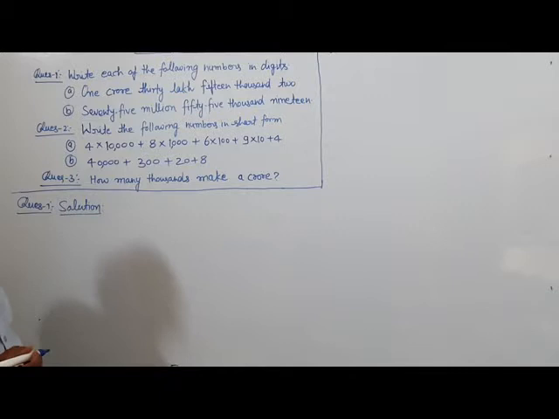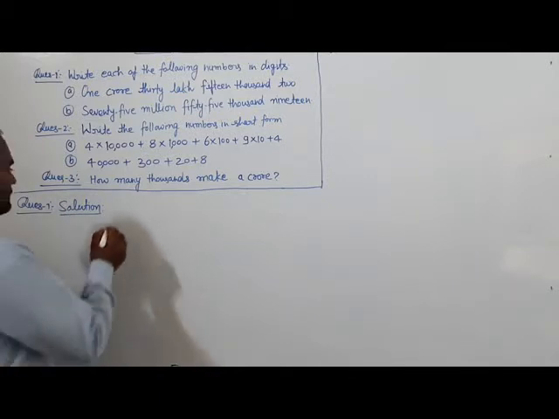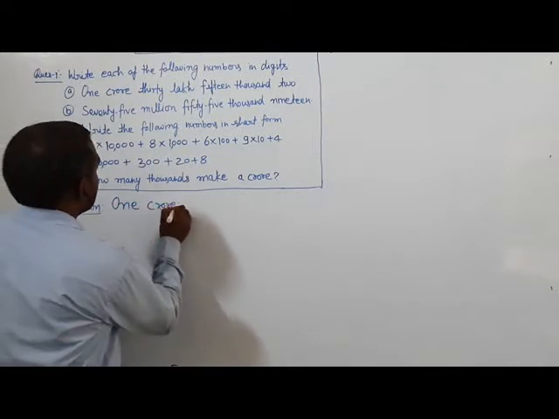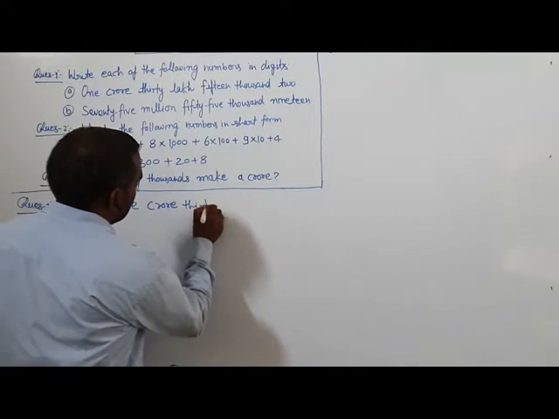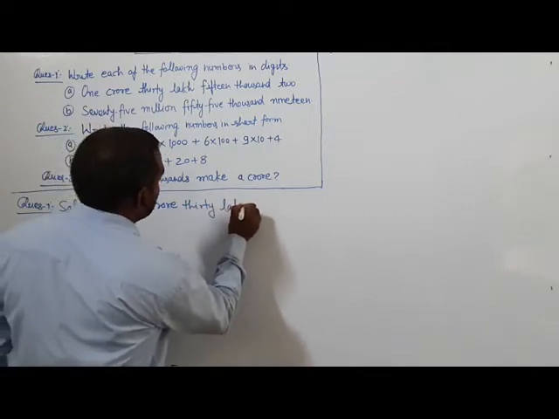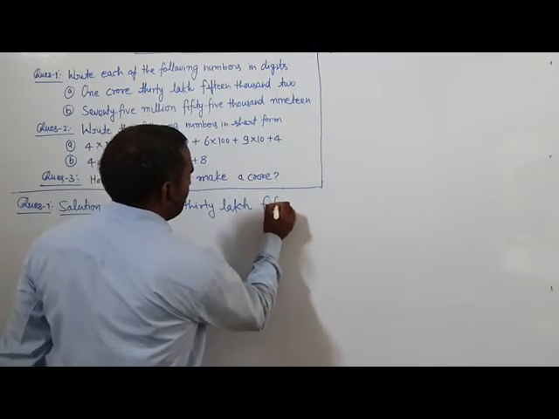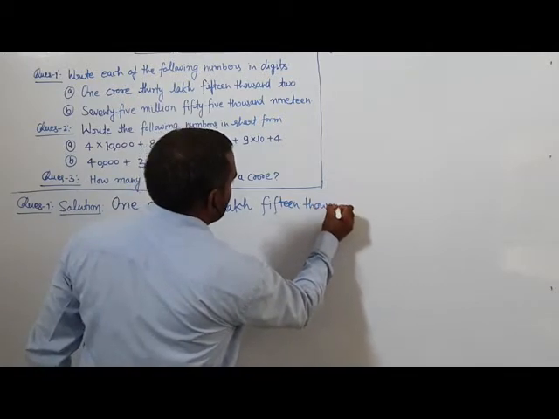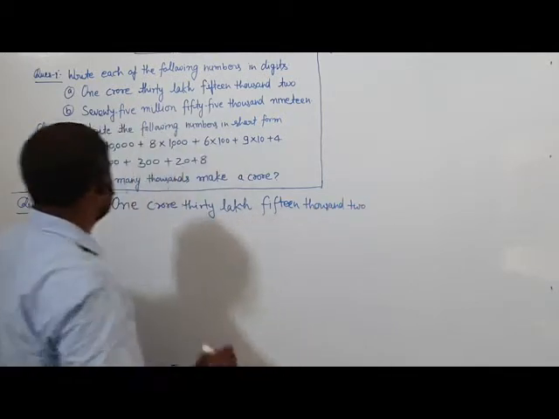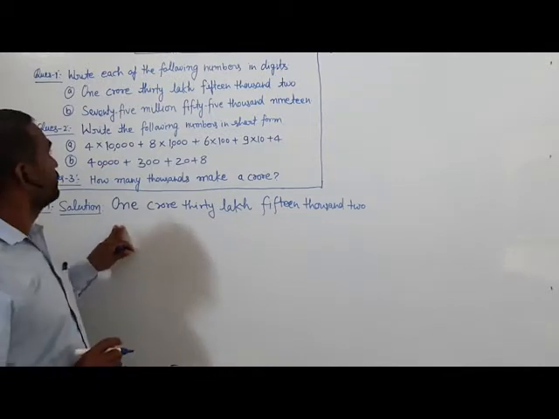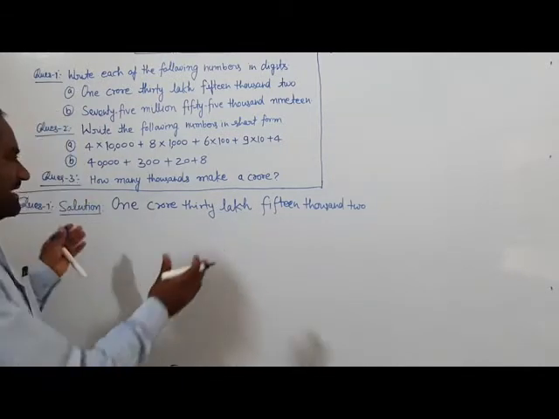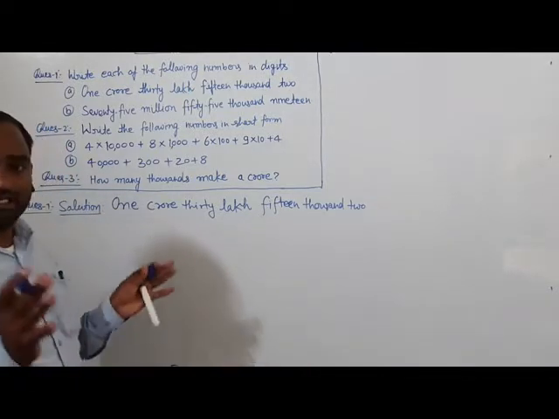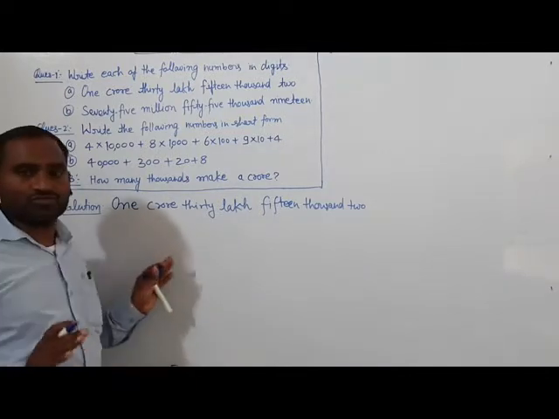1 crore 30 lakhs 15,002. You have to convert this into digits. This is the Indian system, because it counts ones, tens, hundreds, thousands, 10,000, lakh, 10 lakh, crore, 10 crore. It counts in the Indian place value chart.